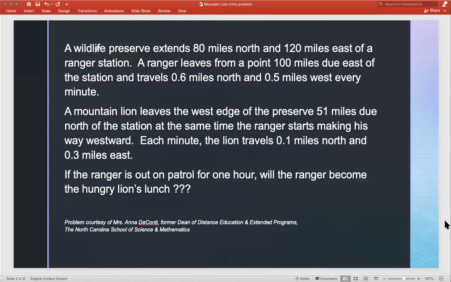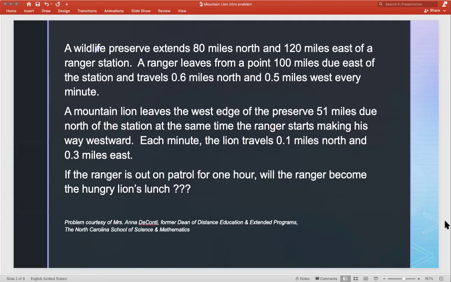So in this problem, we have a wildlife preserve that extends 80 miles north and 120 miles east of a ranger station. A ranger leaves from a point 100 miles due east of the station and travels 0.6 miles north and 0.5 miles west every minute.